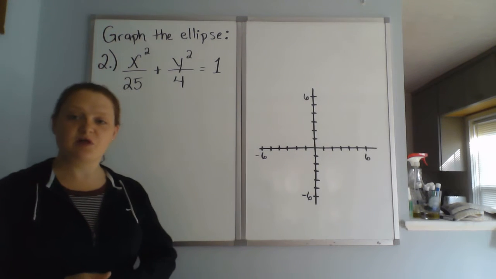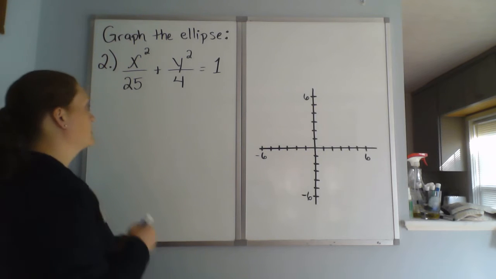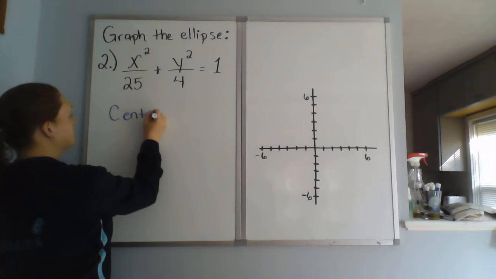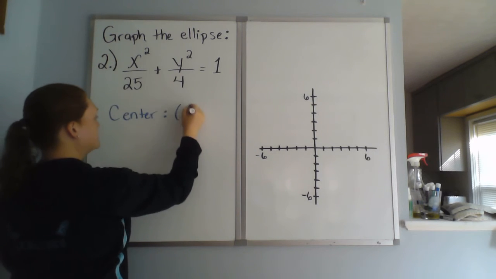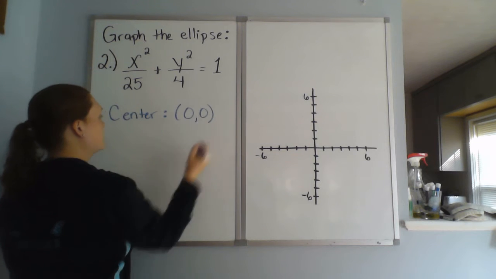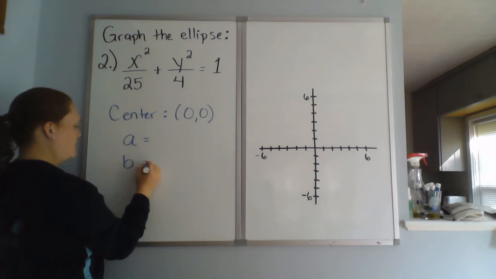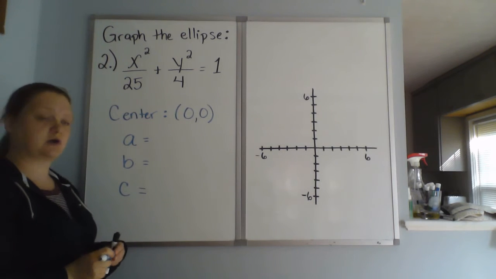Here's our second example on graphing an ellipse. Again, we want to start by identifying the center. For this one, the center is again at the origin because there's no shift with the x or with the y. So the center is at the point 0, 0. Now we want to identify the value of A, the value of B, and eventually the value of C so we can know where our focus points are going to lie.